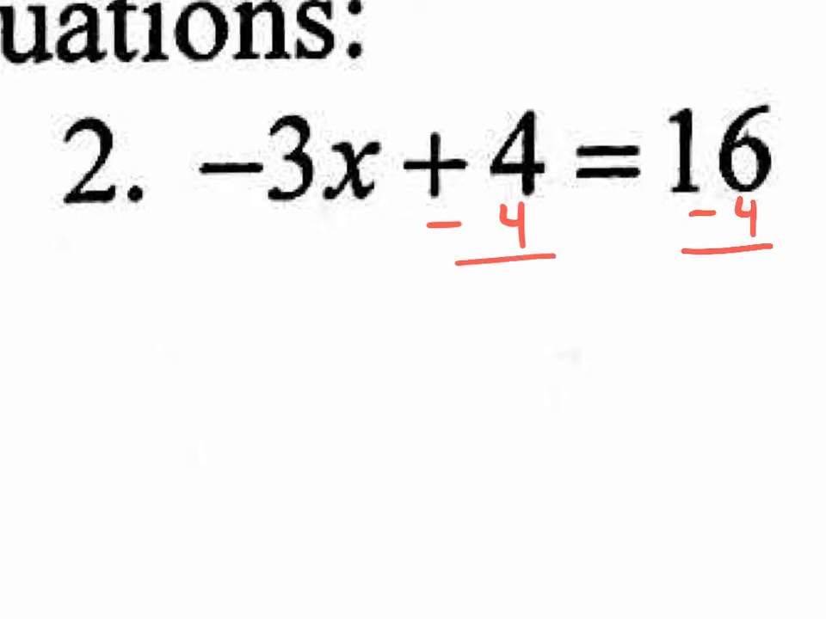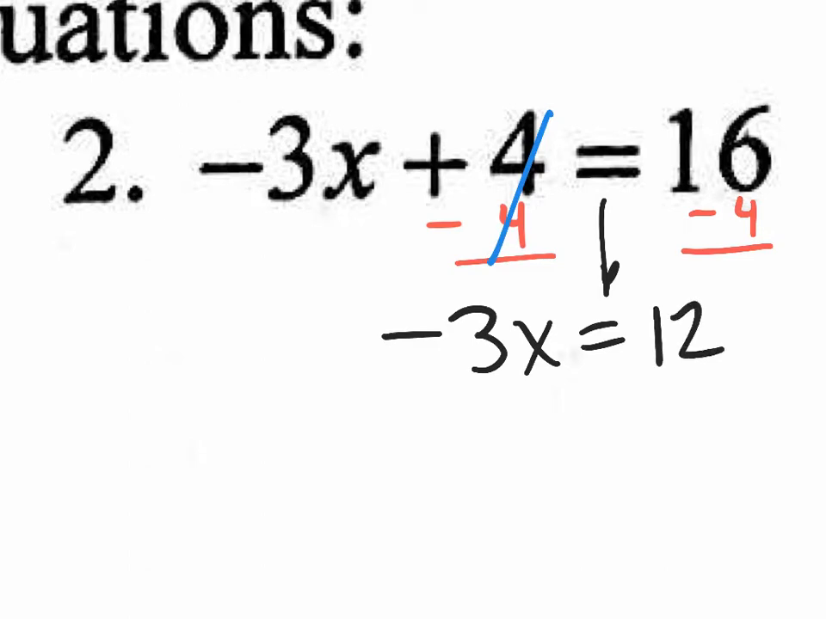And of course, on the left side, it disappears. 4 take away 4 is 0. What do we have left? We have a negative 3x. The equal sign comes down. 16 take away 4 is 12. So now we're faced with the easier equation that says negative 3 times x equals 12.